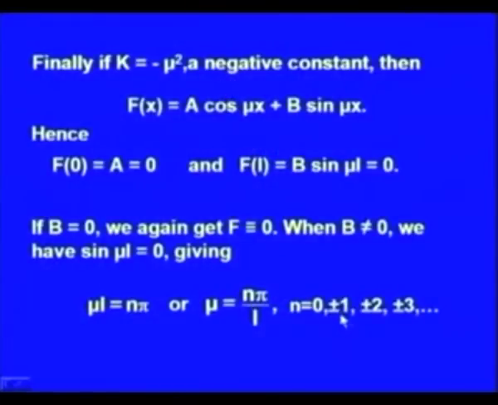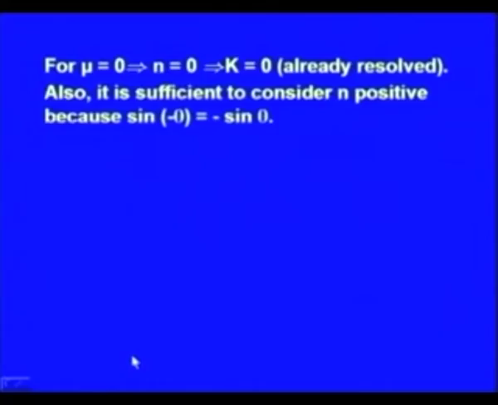When you take negative values of n equal to minus 1, minus 2, minus 3 and so on, then we know that sin of minus theta is minus sin theta. So, we will get the same set of solutions, except that we will have a negative sign associated with it. So, we will get nothing new. Okay. So, that is why the negative values of n can also be discarded. So, we will say that mu is equal to n pi by l, where n is a positive integer, that is n is taking values 1, 2, 3 and so on.